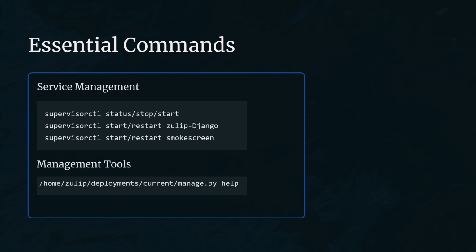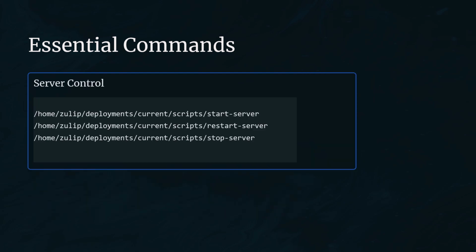Examples. Check created realm. Verify admin user. And other administrative tasks. Alternative service control scripts. These scripts allow you to start, stop, or restart all services, similar to Supervisor CTL. Note, unlike Supervisor CTL, these scripts do not provide a status check option.